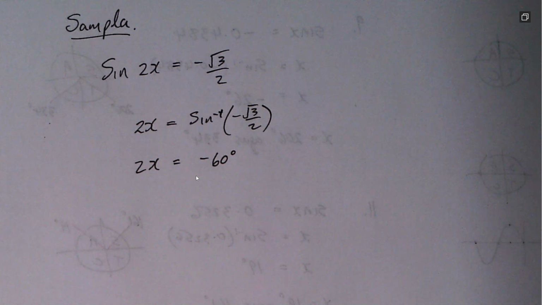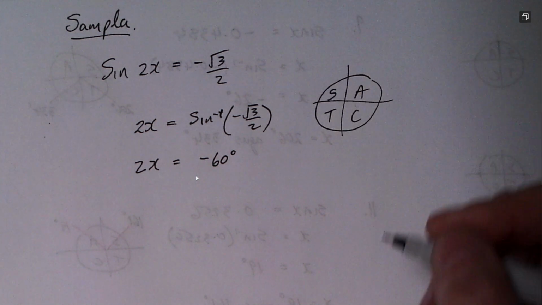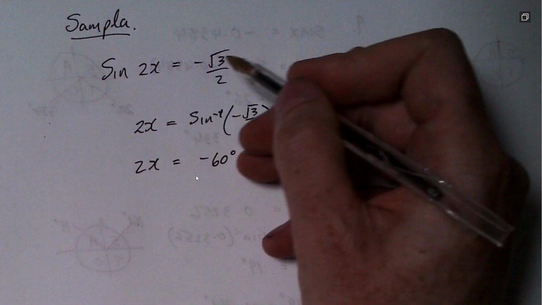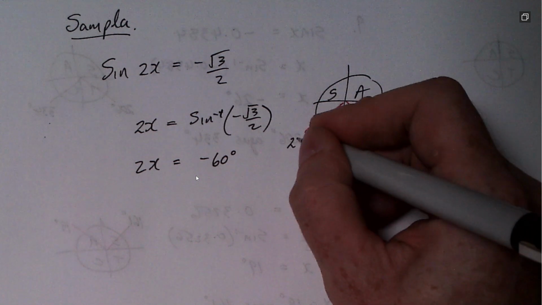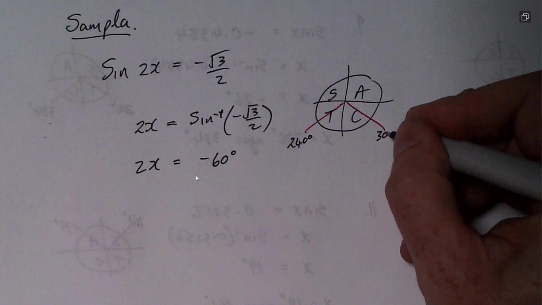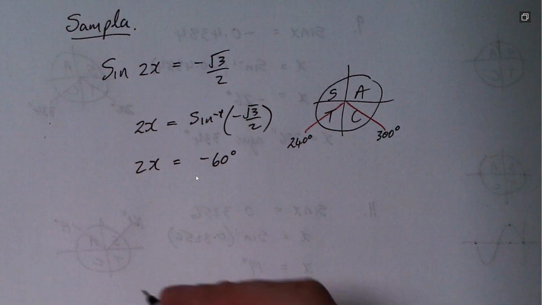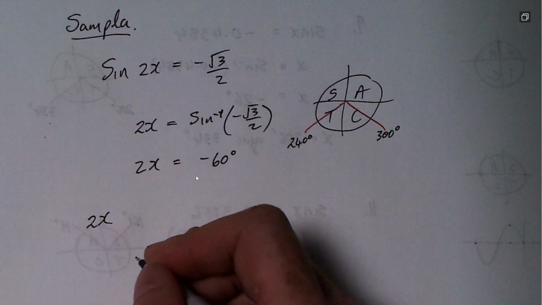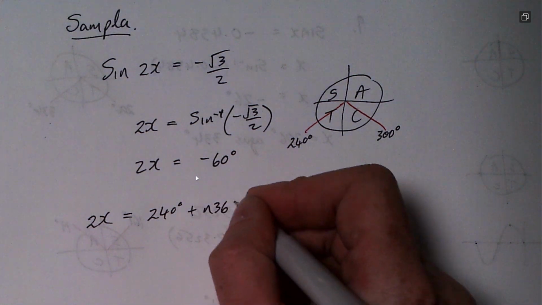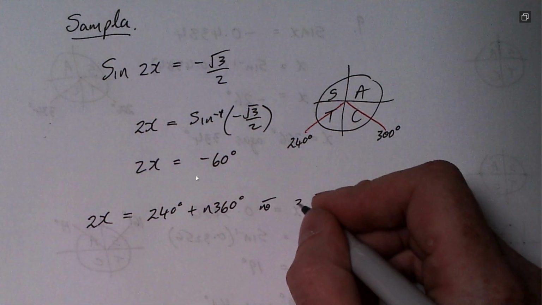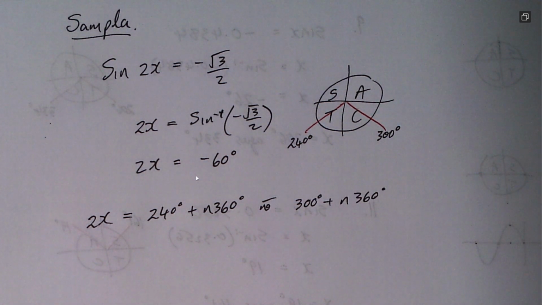Now the CAST diagram. Minus 60, the sine is negative, so therefore it's in the third and fourth quadrants. So that makes 240 degrees and 300 degrees. Very straightforward. Now 2x equals 240 degrees plus n 360, and 300 degrees plus n 360. So we should get 2x, and we get values of x.